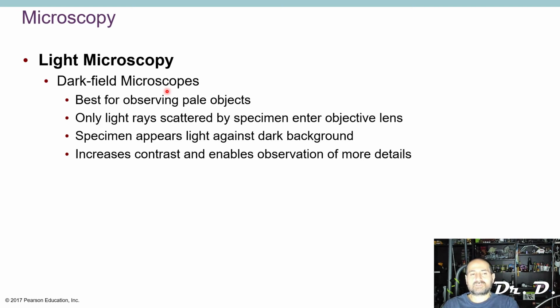I might want to switch to dark field by sliding that condenser over to dark field, and I'm going to look at these pale objects. Now the pale objects stand out really nicely against the background because the background appears dark. The background appears black, and the specimen appears lit, bright, usually a white color. So now you have much more contrast.